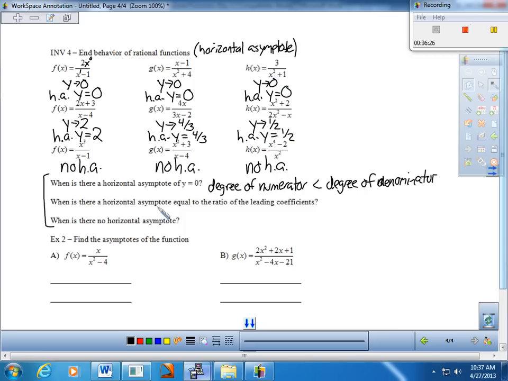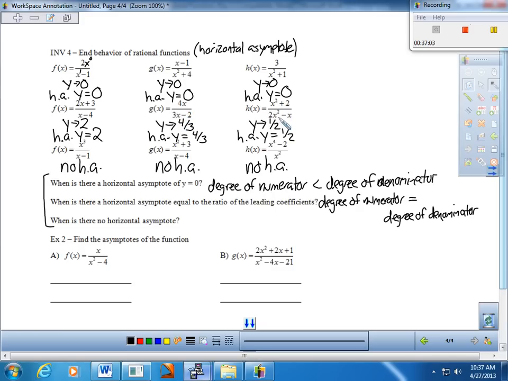When is there a horizontal asymptote equal to the ratio of the leading coefficients? Degrees are the same. So the degree of the numerator, and I'm running out of room here, but I'll see what I can do, degree of the denominator. So it's when they're equal. Excellent. Does everyone see it? X to the first, x to the first. X to the first, x to the first. X squared, x squared. Degrees are the same.